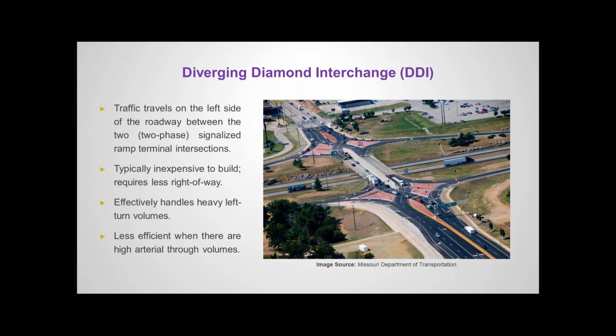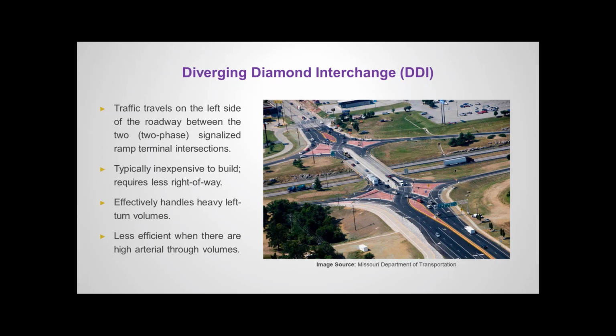It can handle a lot of left turning traffic without any problem, but its main disadvantage is that it's less efficient when there are high through volumes, as you wouldn't be able to provide enough green time or good progression for each direction of the arterial.